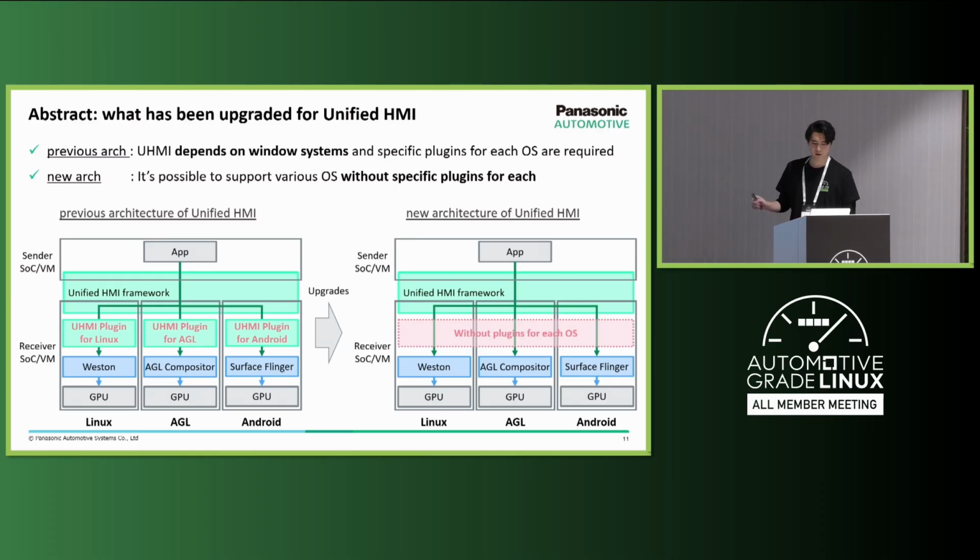However, in the new architecture on the right side, unified HMI no longer depends on the windowing system, so it's possible to support various operating systems without specific modifications or plugins for each operating system. Yes, this is the abstract, and from here, I will introduce the upgrades in detail. And before starting, I will explain what the windowing system is and why the previous architecture depended on it.